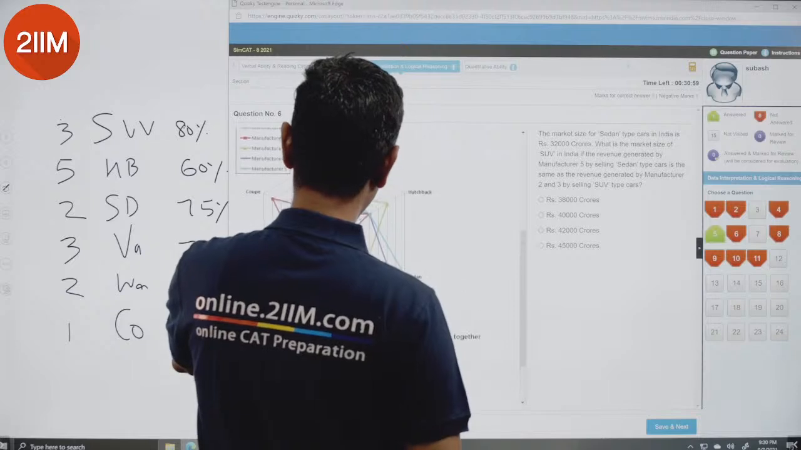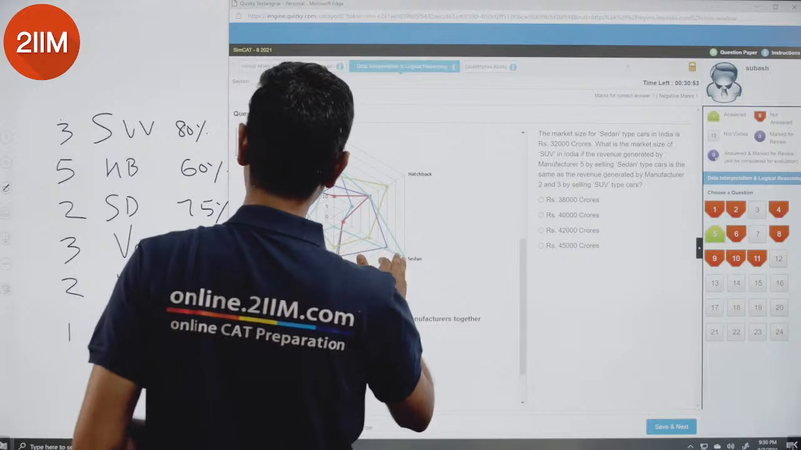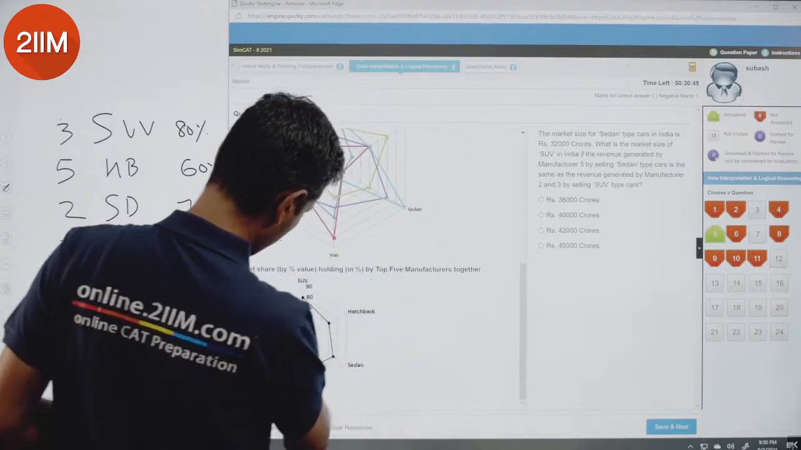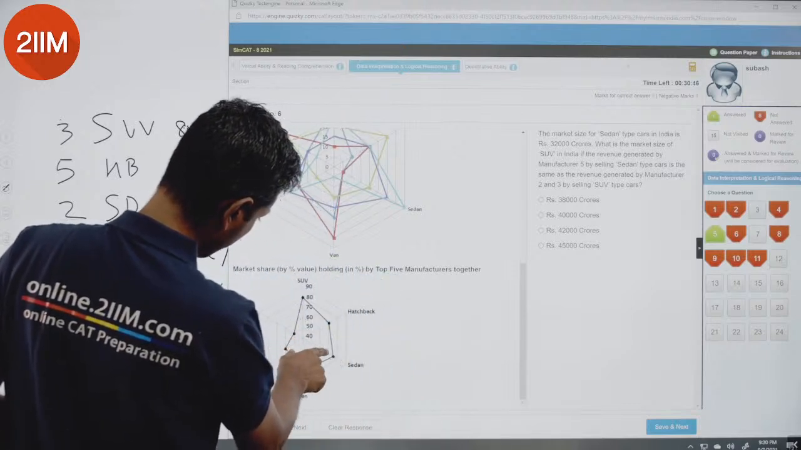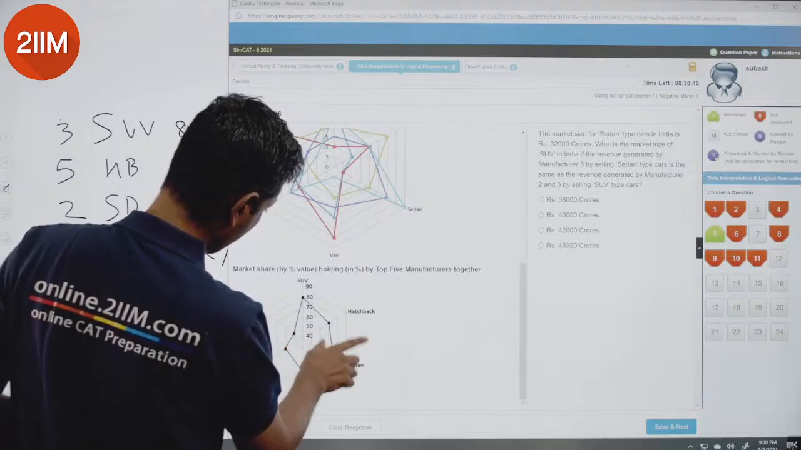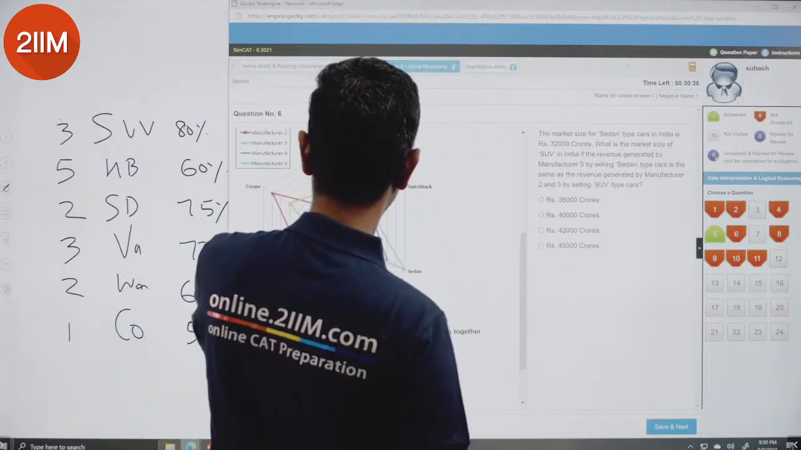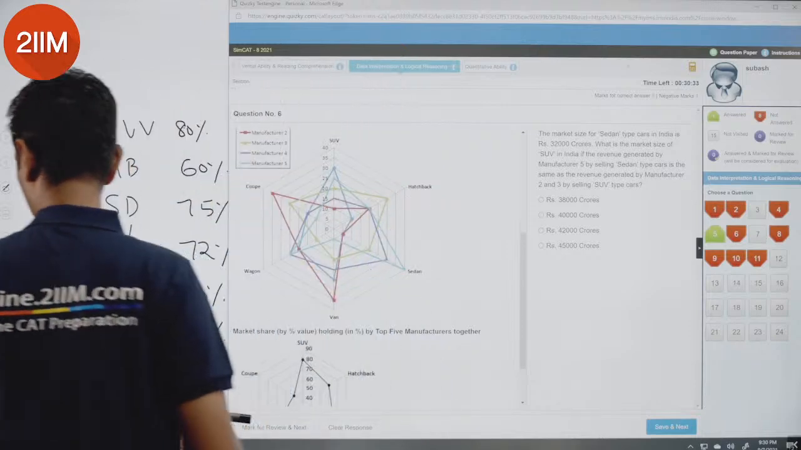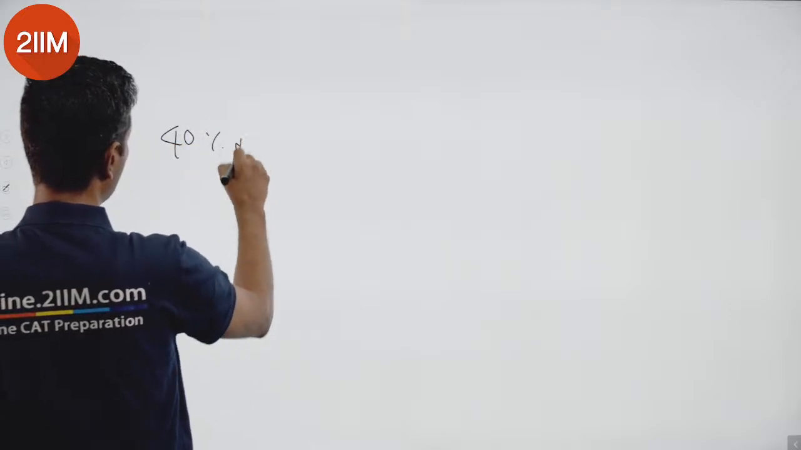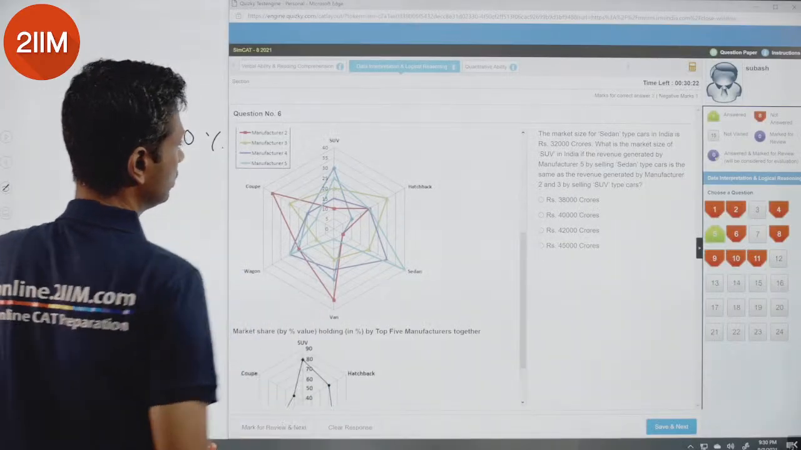So let's look at manufacturer 5 sedan. This is light blue and sedan. Light blue has a 40% share of sedan, and sedan share is 40, 50, 60, 70, 80, 90, 75%, and then 40%. 40% of 75% of 32,000 crores. I'm going to go to the next slide. We have 40% of 75% of 32,000 crores. That is what the first number is.